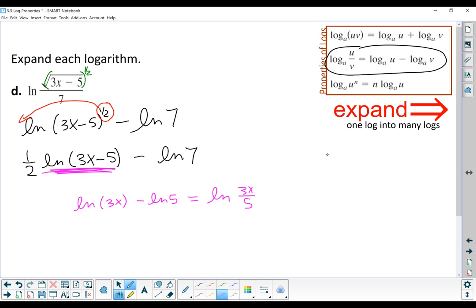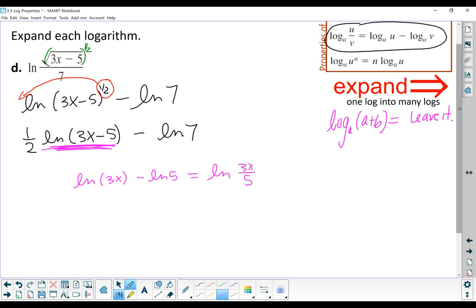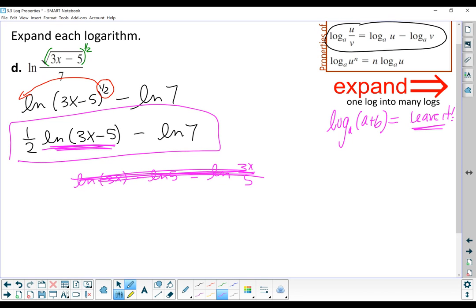You don't see a rule that looks like this. Well, there's nothing. You can't do it. Leave it. So if you have the log of a plus b, just leave it. You cannot do anything to simplify that. Okay, so our answer was finished as is. So just be careful not to try to spread that log out.